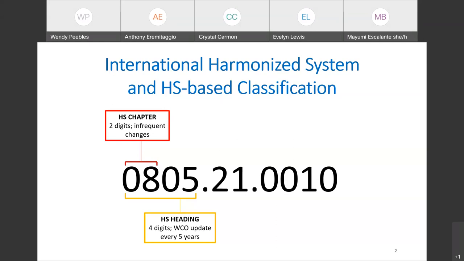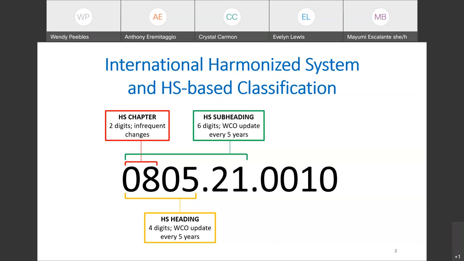Four digits is what we call the HS heading, and it is updated about every 5 years by the World Customs Organization, or WCO. The six-digit subheading is also updated about every five years with the WCO update. We had a major update this year in 2022. If you're an exporter, I'm pretty sure you're already aware of how many changes there were. And the good thing to point out about this, I mentioned that the HS code is used for imports and exports. When you're up to the six-digit level, the import and export codes match. So that's just a tidbit of information about that.